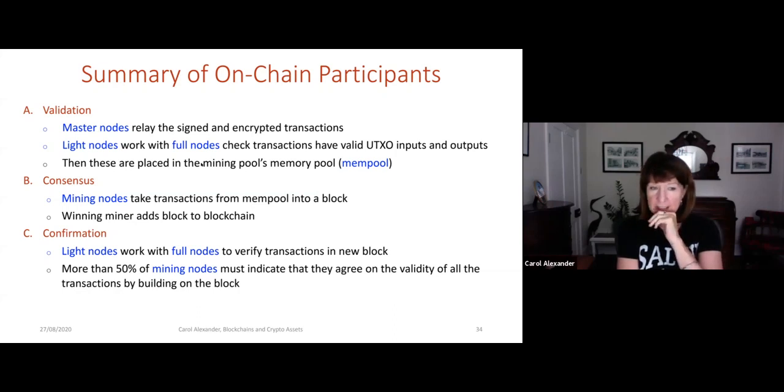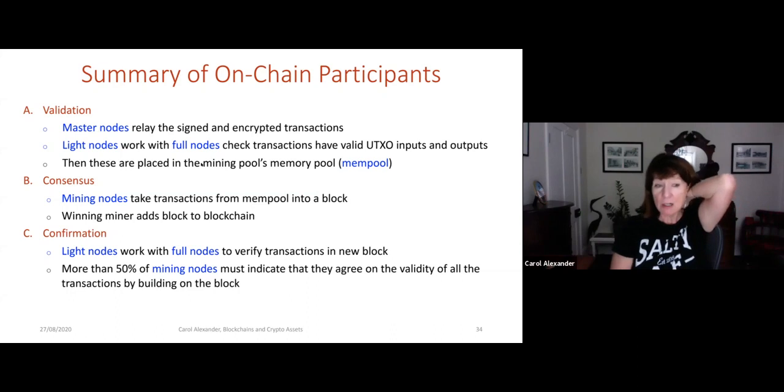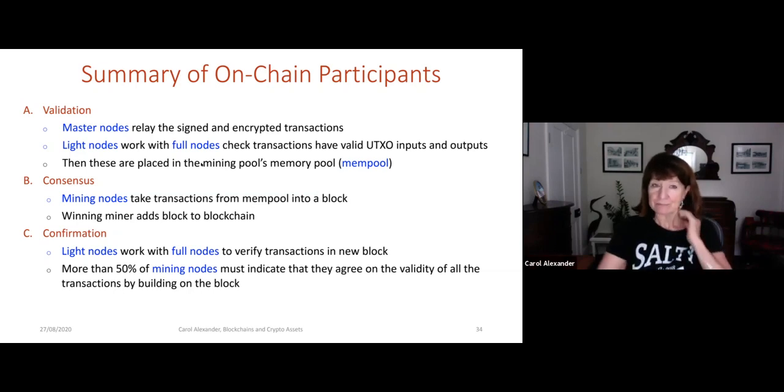Then in consensus, the mining nodes take transactions from their mempool into a block, and the winning miner will add the block to the blockchain. That's called consensus. And finally, confirmation, where the light nodes work with full nodes to verify the transactions in a new block, and more than 50% of the mining nodes must indicate that they confirm the transactions by starting to build with that block as the latest block.